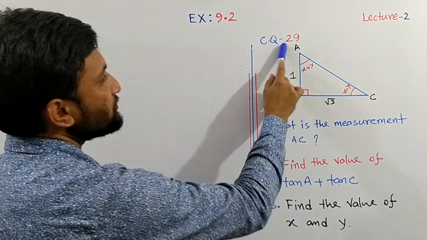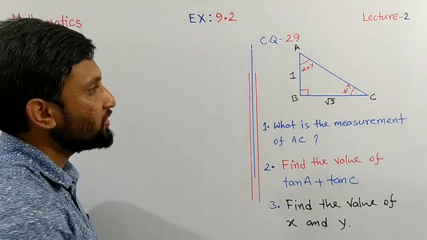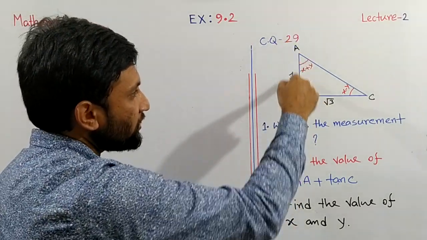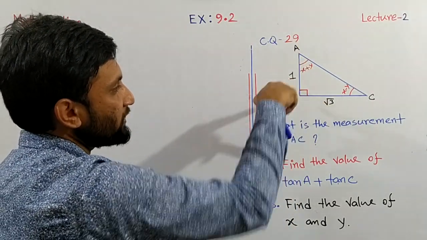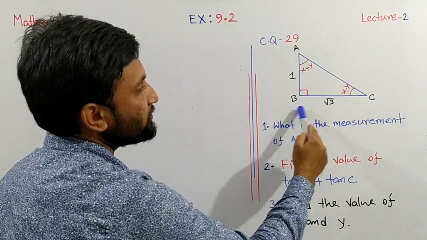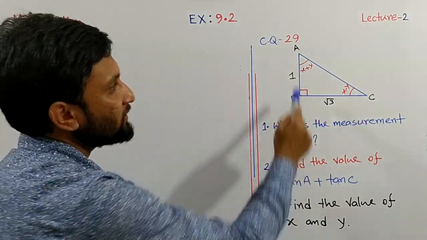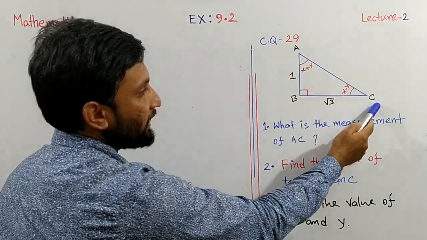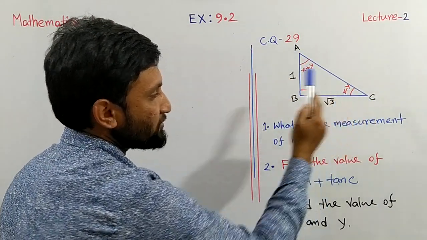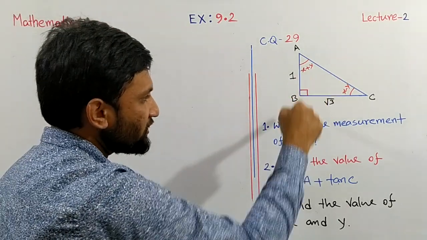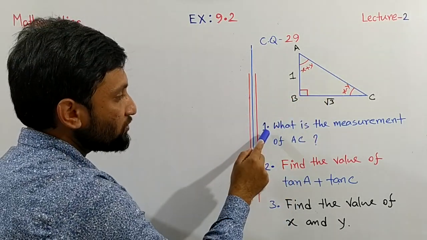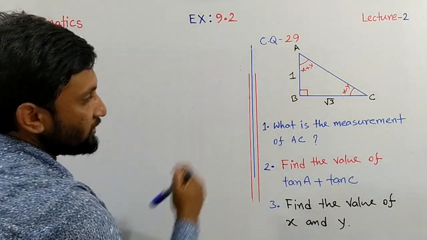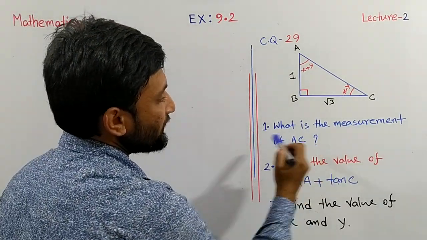Now question number 29. This is a CQ. Here a right angle triangle is given, where the opposite or perpendicular length is 1 and base length BC equals root 3, and the measurement of angle A is x plus y and the measurement of angle C is x minus y. So by using this figure, we have to solve 1, 2 and 3. Okay. So now first one, what is the measurement of AC?